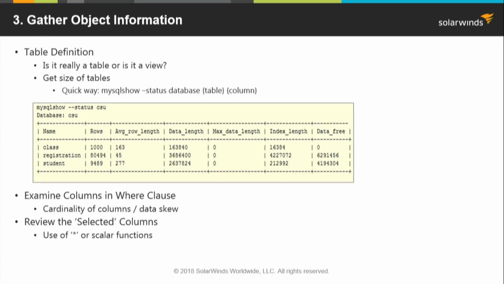Tip number 3, gather the object information. Okay, I found students being large. So now what I want to know is everything about student. What's its size? Where does it live? What's its column makeup? Any indexes? All of that's good stuff.